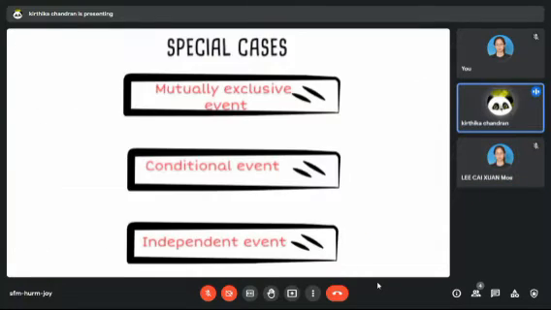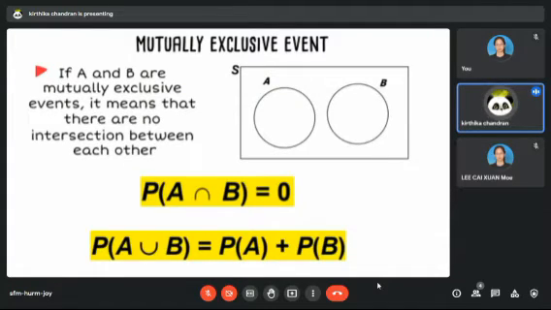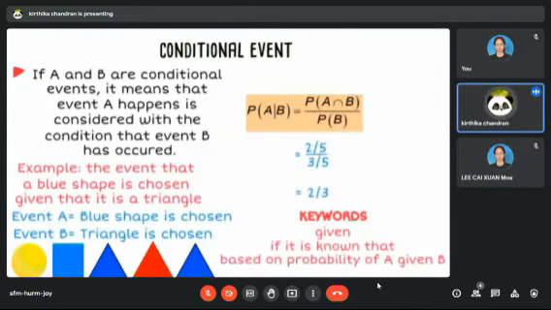Alright, nice. Next, we also have special cases in this chapter, which are the mutually exclusive event, conditional event, and also the independent event. Beginning with the mutually exclusive event, it means that there are no intersections between each other. Probability of A intersect B will equal 0. So when we substitute into the formula before this, the result will be probability of A union B equals the probability of A plus probability of B. Oh, I see.